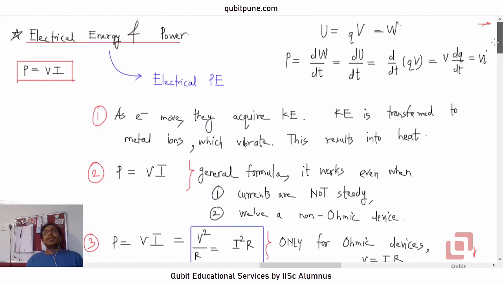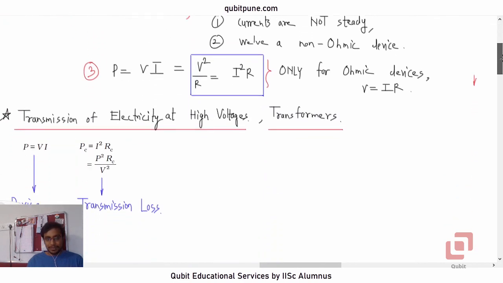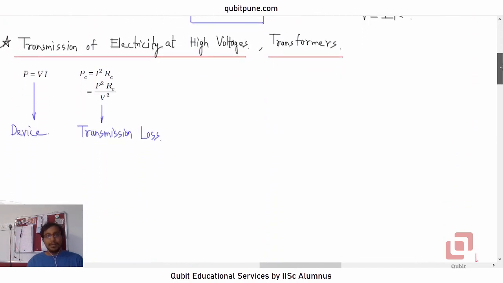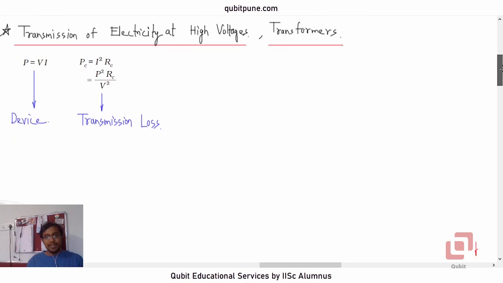Now the color code of resistors has been omitted from your syllabus, so I'm not taking that, although in our regular lectures we did take that. Okay, the color code, the 4 color code. Next: transmission of electricity at high voltages and transformers.